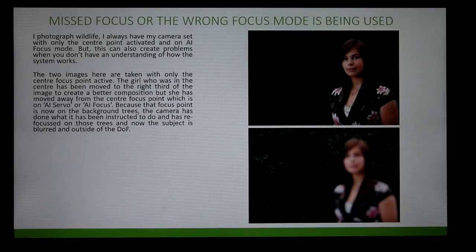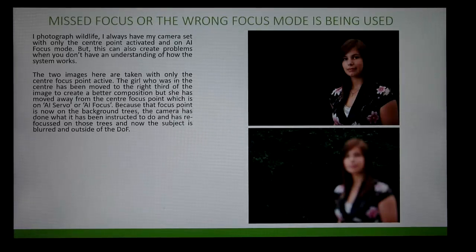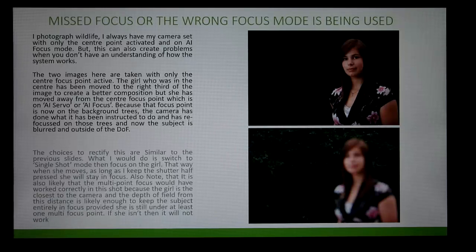The girl who is in the center has been moved to the right third of the image to create a better composition, but she has moved away from the center focus point, which is on AI servo or AI focus. Because that focus point is now on the background trees, the camera has done what it has been instructed to do and has refocused on those trees, and now the subject is blurred and outside of the depth of field.